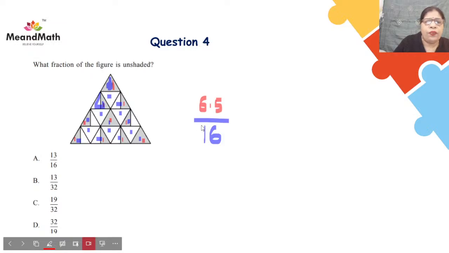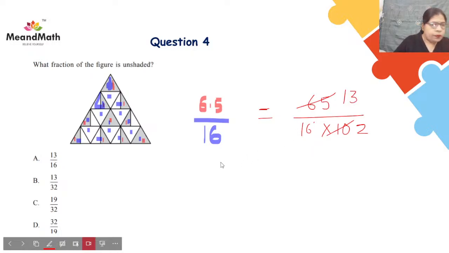But we can't write 6.5 like this. So what are we going to do? We are going to change it. We are going to reduce this decimal also. So 65, and for one decimal place we are going to put a 10 over here. Now we are going to reduce this whole fraction. 5 2s are 10, and this is 5 into 13. So here the answer is 13 by 32. Let's move on to the next question.